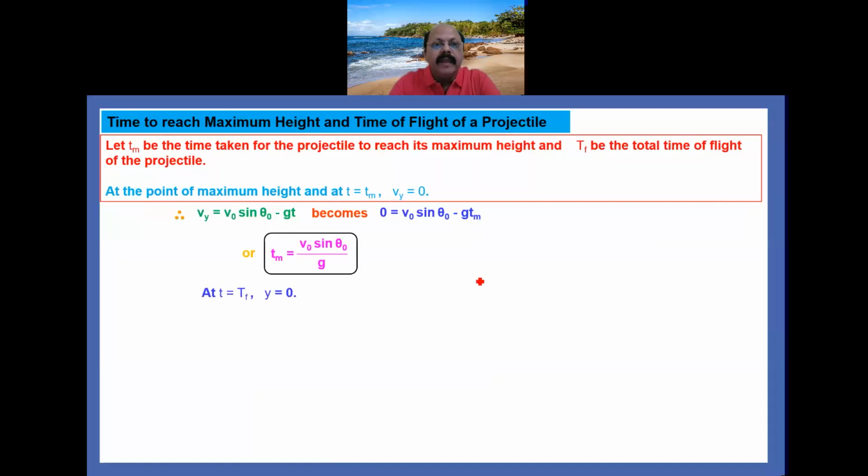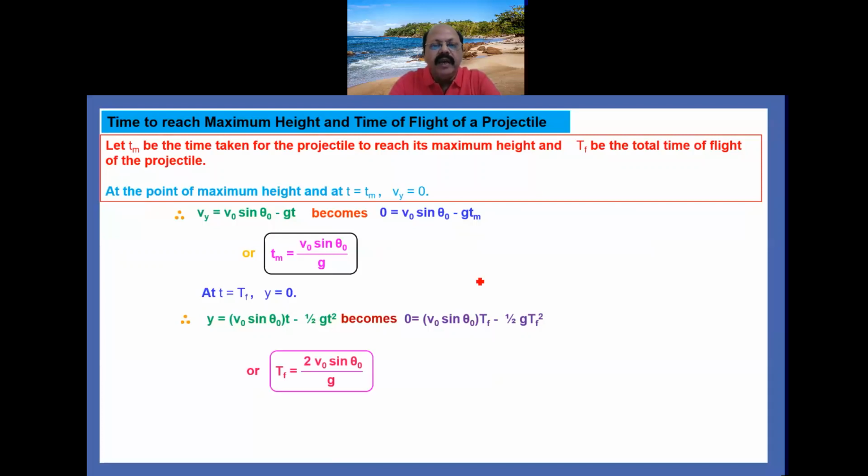At t equal to Tf, that is the time of flight, at that time the vertical displacement is 0. So you apply the formula y equal to V naught sine theta naught t minus half g t square. Then y is 0, so this equation becomes 0 equal to V naught sine theta naught Tf minus half g Tf square. From here you will get Tf equal to 2 V naught sine theta naught upon g. So this is the time of flight.